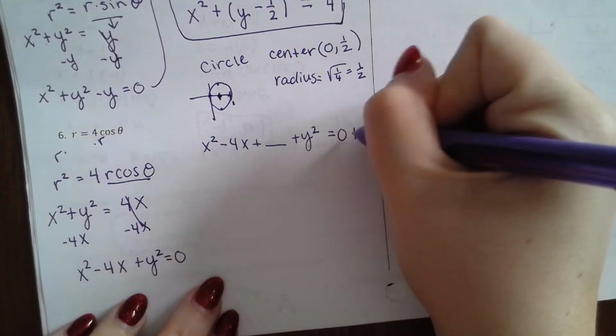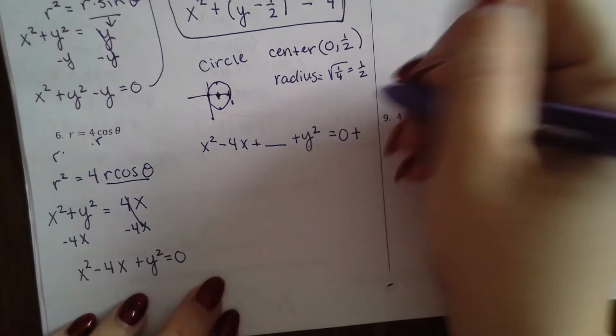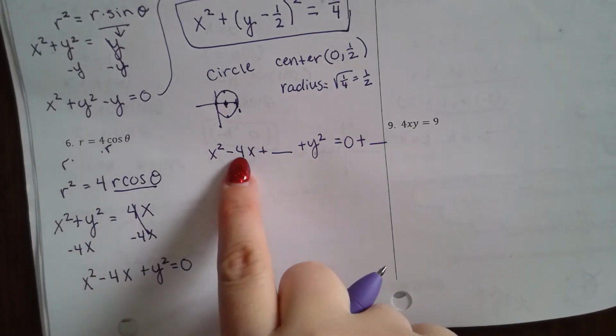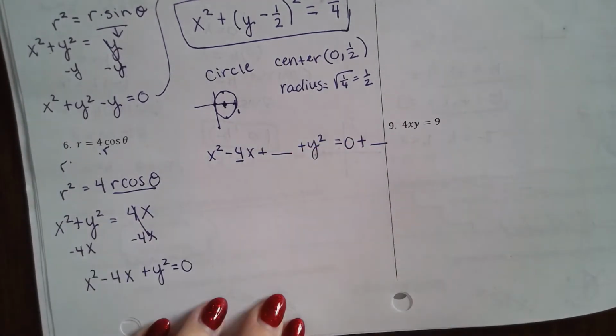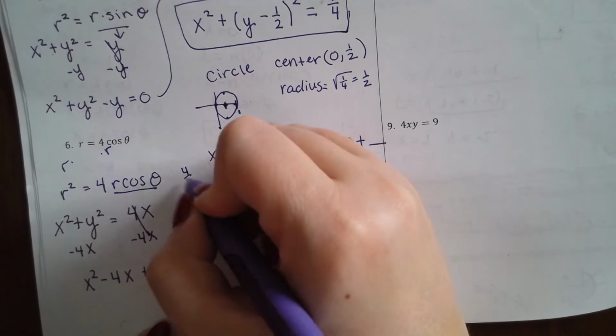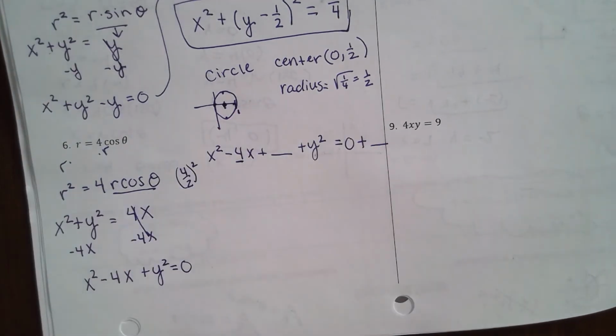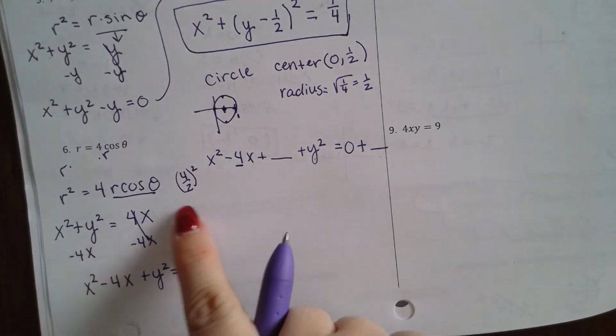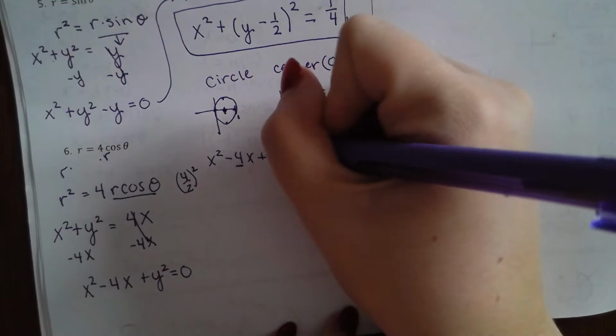And then I've got 0, but if I add a blank here, I have to add a blank here, right, to keep the equation equal. I can't add something to one side and not to the other. To get what's in the blank, we take the x number, so 4, we divide it by 2 and square it. Always divide it by 2 and square it. So 4 divided by 2 would be 2, and 2 squared would give us 4.